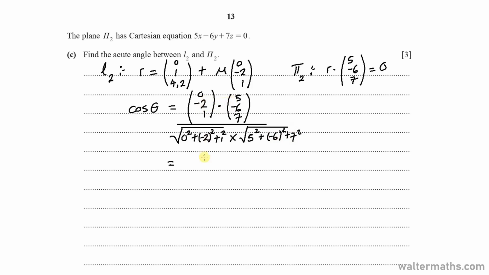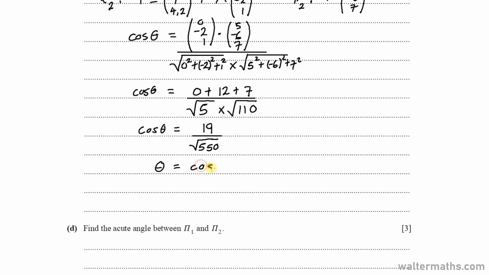So for the dot product at the top there, that's 0 times 5, which is 0, plus -2 times -6, that's 12, plus 1 times 7, which is 7. And that's over the square root of 0 squared plus (-2) squared plus 1 squared, that's root 5. And that's times 5 squared plus (-6) squared plus 7 squared, that's 25 plus 36 plus 49, that gives us 110. So that's all cos theta. So we are saying cos theta is equal to 12 plus 7, that's 19, over root 5 times root 110, that's root of 550. So to get theta, we say arc cos of 19 over root of 550.